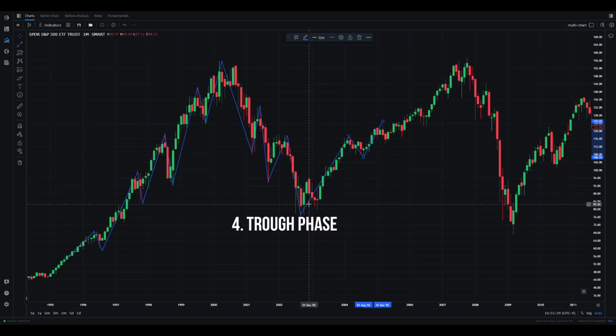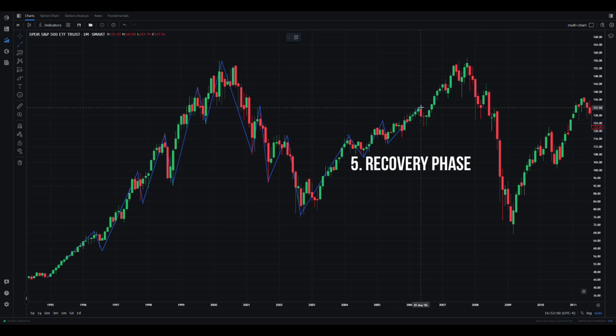4. Trough phase. The trough phase represents the lowest point of the market cycle, marked by capitulation, fear, and widespread pessimism. Contrarian investors start to see value in beaten-down assets, initiating accumulation and bottom-fishing strategies. As selling pressure subsides and buying interest increases, the market begins to stabilize, signaling a potential reversal in trend.